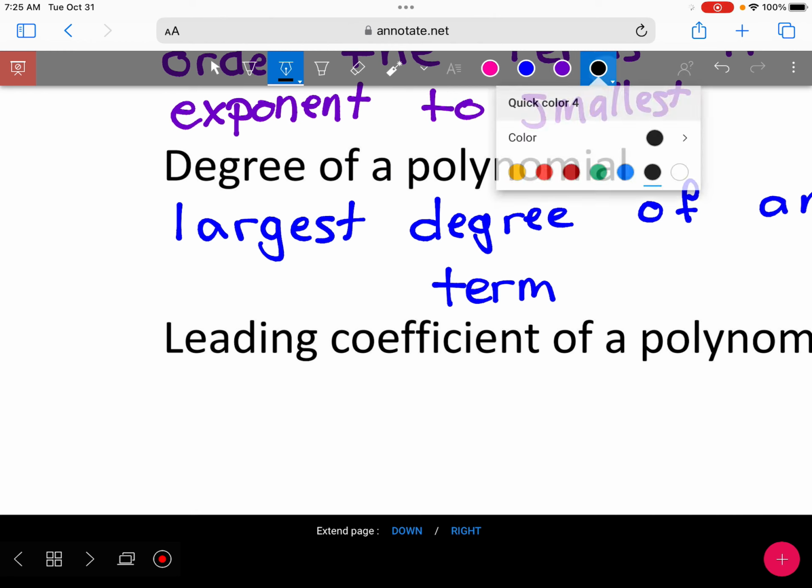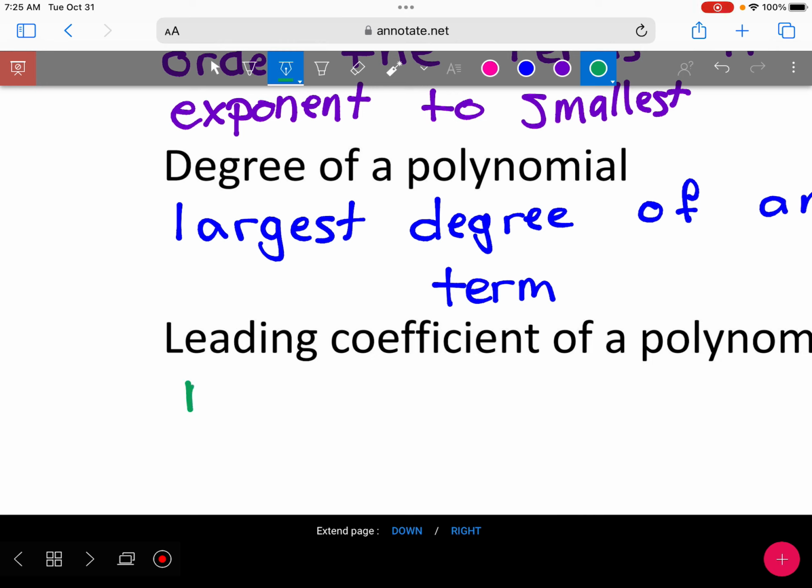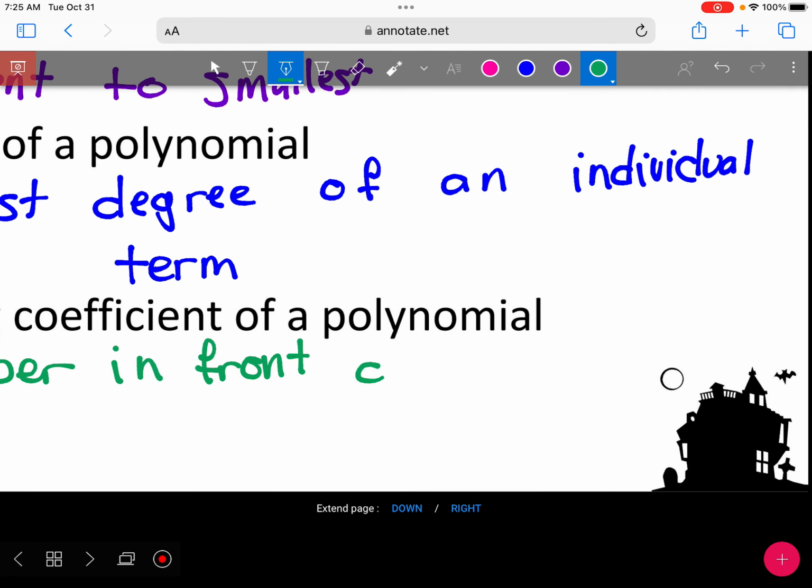And similarly, our leading coefficient is still going to be the number in front of the largest degree term.